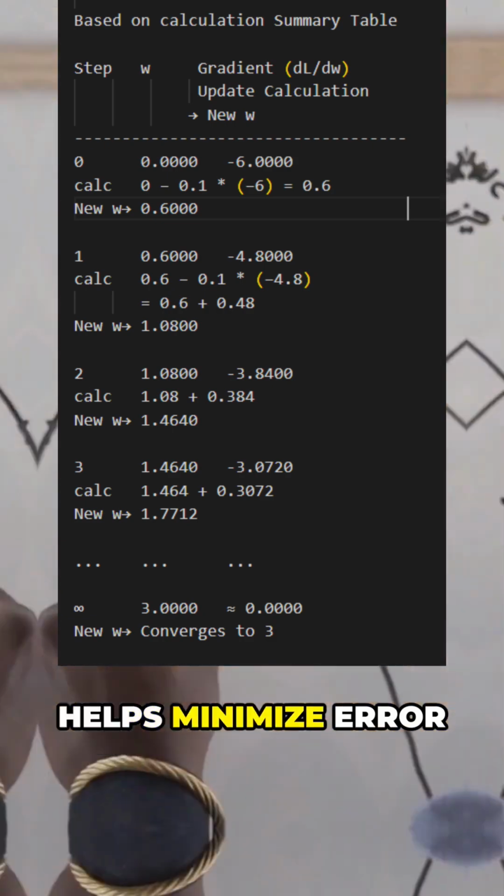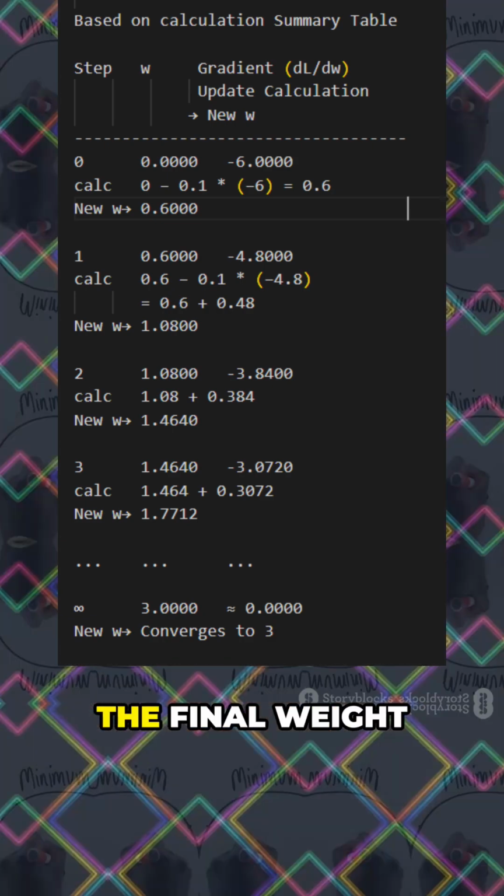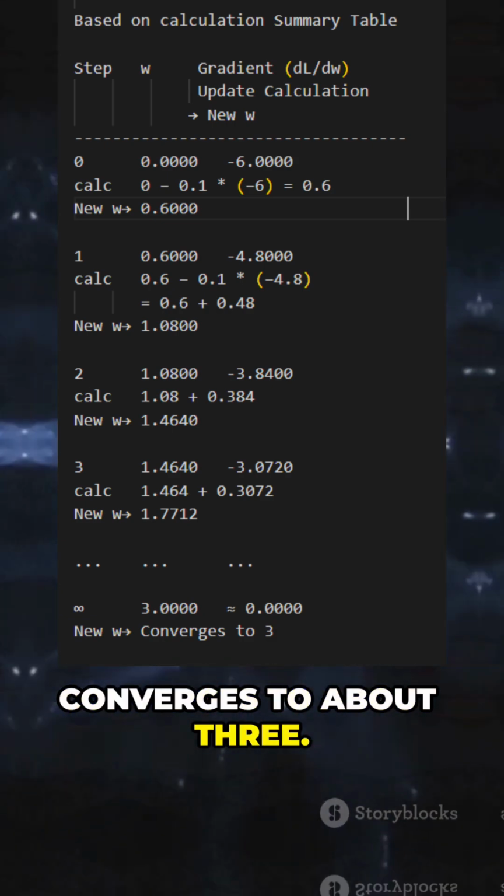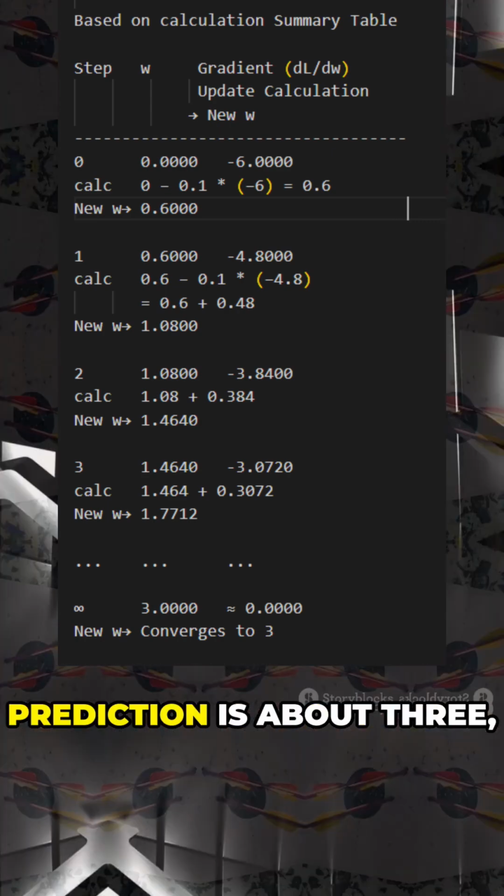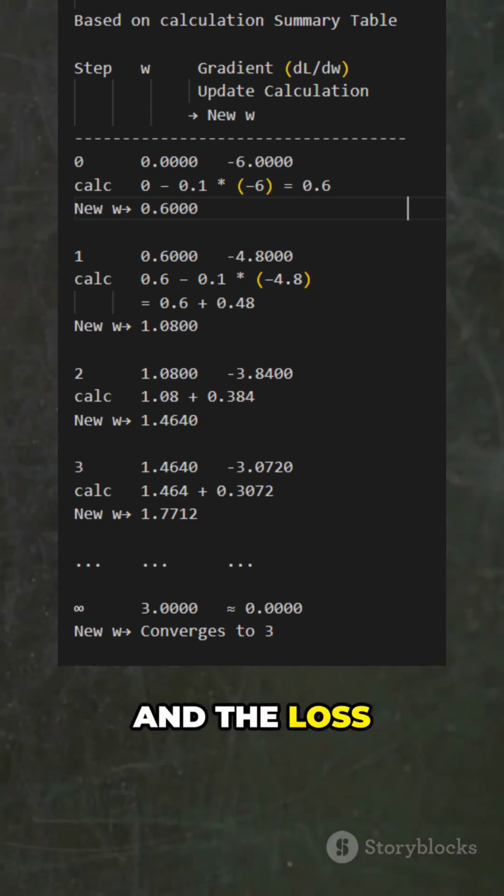Gradient descent helps minimize error step by step. The final weight converges to about 3, the model output matches the target, the prediction is about 3, and the loss approaches 0.